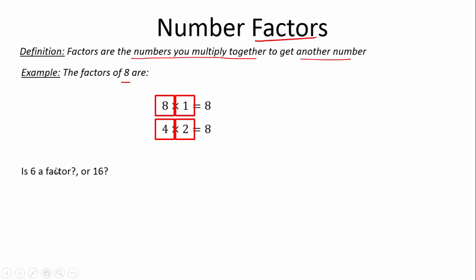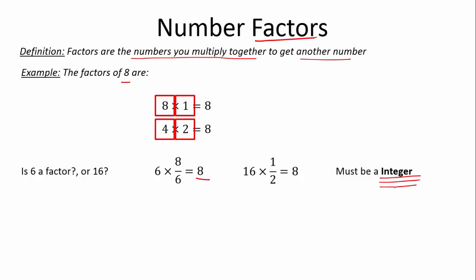But now, is 6 a factor of 8? Or is 16 a factor of 8? Because if we went 6 times 8 divided by 6, we would get 8. If you put that in your calculator, you'll see the answer is 8. So could we say that those are a factor of 8? Or what about 16 times a half? That equals 8 as well. This can't work. For it to be a factor, it must be an integer. This is extremely, extremely important.